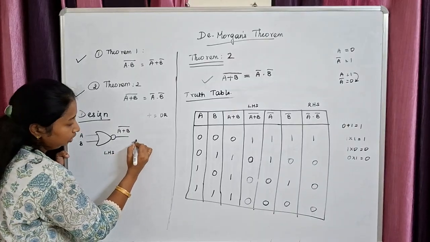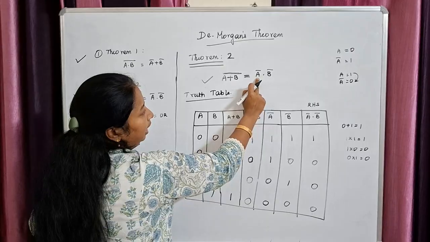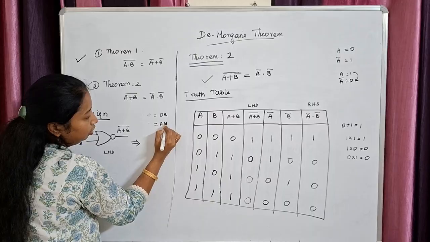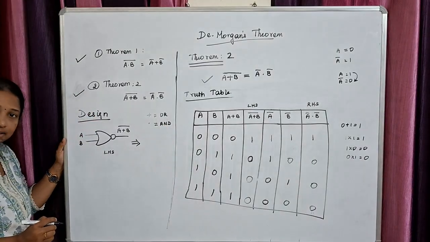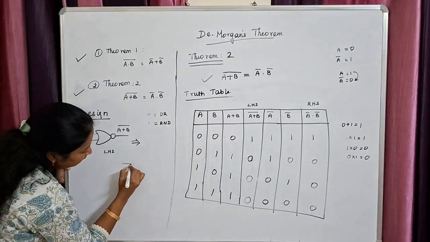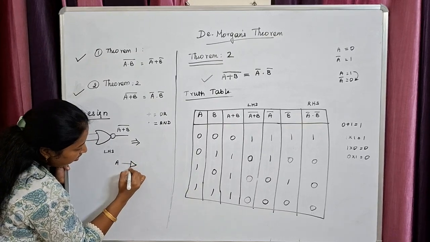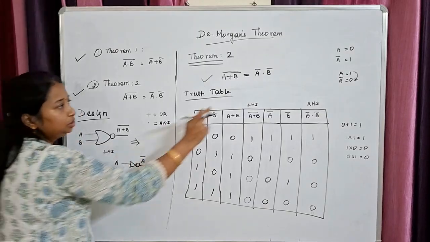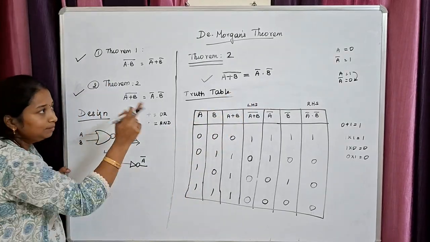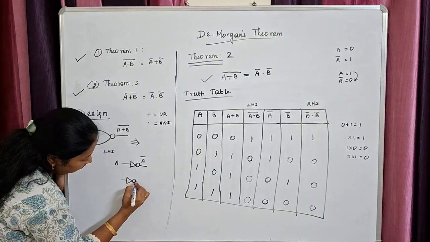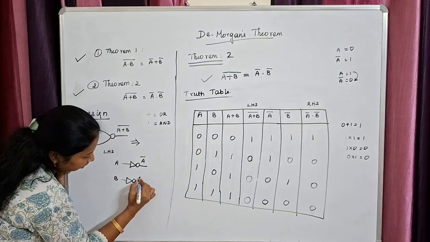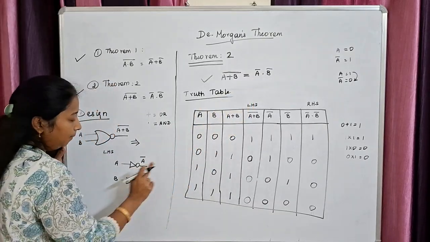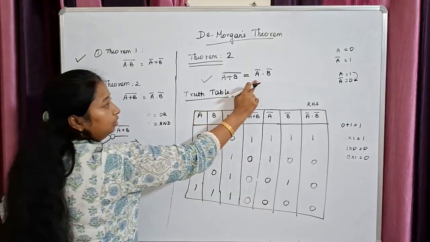Now, give the RHS. RHS is what? A bar dot B bar. Dot product, how do you represent? You represent the dot product with an AND gate. Clear? Do your RHS. A is here, but I'll be feeding it inside a NOR gate to get my output as A bar. So I've got A bar here. In a similar way, for B input, I'm going to feed inside a NOR gate so that my output is B bar.